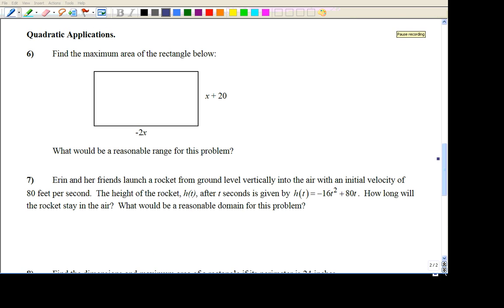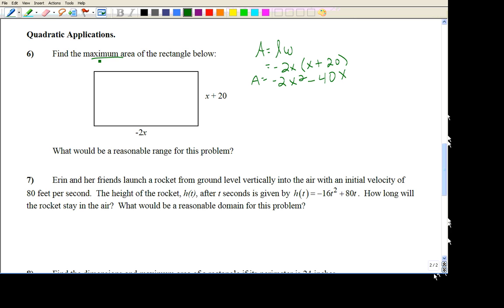Okay, let's look at a couple of application problems. Find the maximum area of the rectangle below. So we have -2x and x plus 20 as the length and width of this rectangle. We know that area is length times width. So here, the length is -2x and the width is x plus 20. To get the area, we just multiply that out. We'll get -2x squared minus 40x.